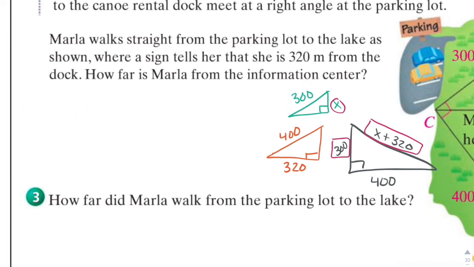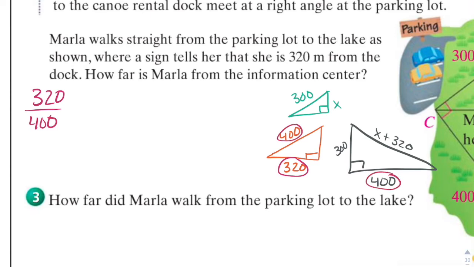I'm going to choose, instead of those, 320 and 400. I'm going to choose 400 and x plus 320. That way, I'm left with just an x and no x squareds. Either way, it will get me the x that I'm looking for.